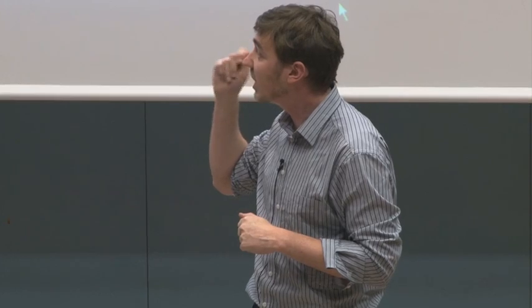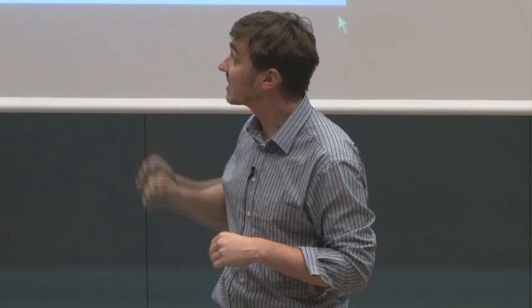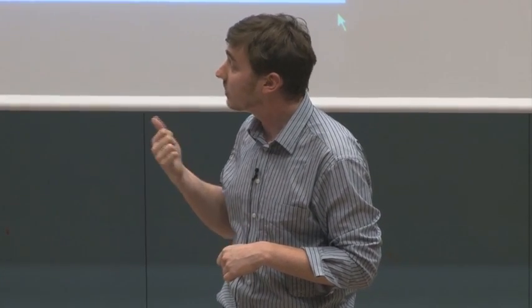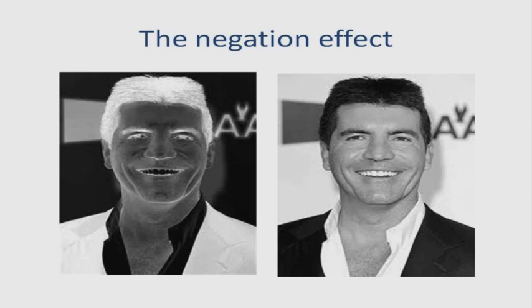And from a sort of a low-level perception point of view, the features there are exactly the same. The edges are still there, the features are still there. But it's been shown that people are particularly bad at recognizing faces when they're negated like that. So it's much more difficult to see that that's Simon Cowell than it is if I present it with the positive contrast, the way that we're used to seeing it.